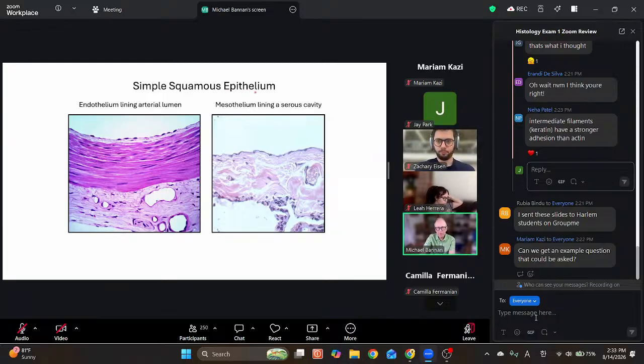Examples of simple squamous epithelium. We're talking about this layer here. This is a blood vessel, okay? So this is a muscular artery, and we are just focusing on the inner lining, which is right here. You'll notice that is a single layer of cells. So this is a simple epithelium, and the cells are flattened, so they are squamous. This is another example, which is the mesothelial lining of a serous cavity. The serous cavities are pleural, peritoneal, and pericardial. So the lining of the cavity has a single cell layer lining of flattened cells. So this is also a simple squamous epithelium.